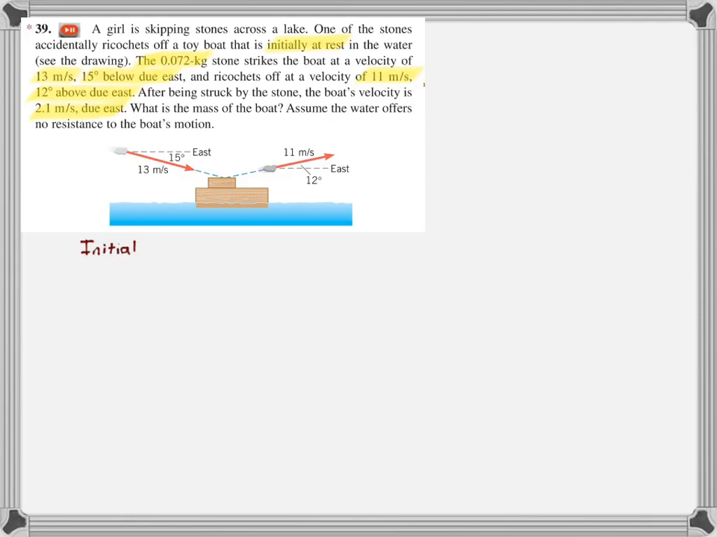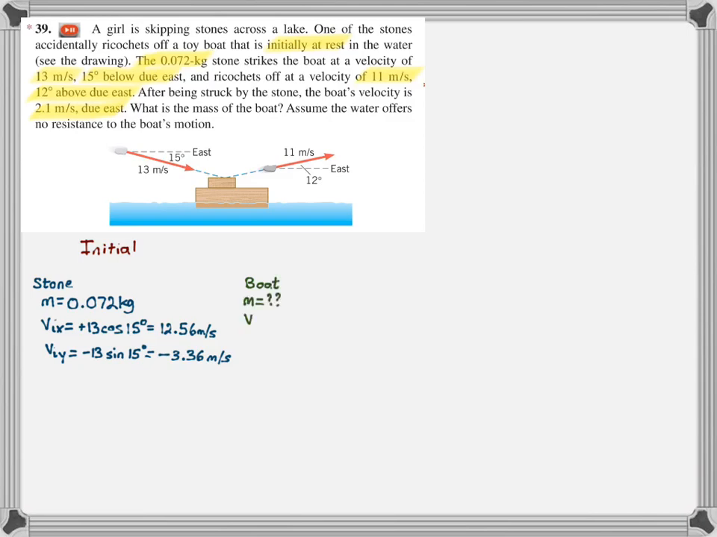So let's look at all our initial values. We know the information of the stone, we know the mass of the stone, we know the initial velocity and angle of the stone. So using that in our trig, we can find the stone's initial velocity in the x, which is 13 cosine of 15. And the initial velocity in the y, which is negative 13 sine of 15. Now I put negative because if you look at the stone, it's moving in the negative y direction in the beginning.